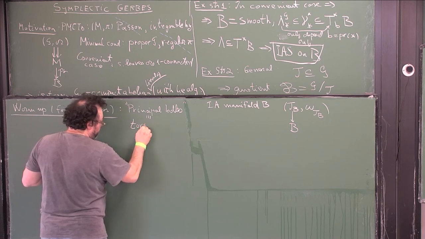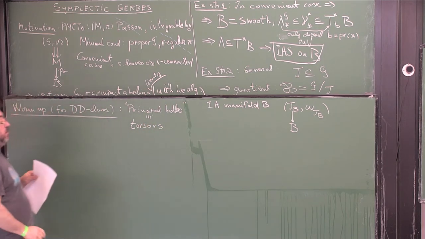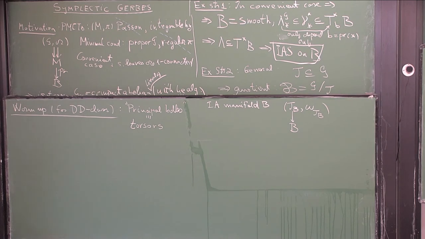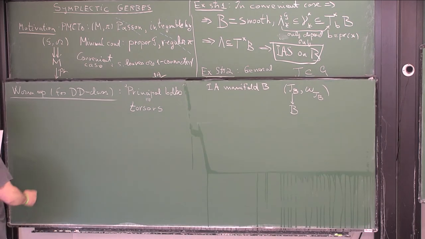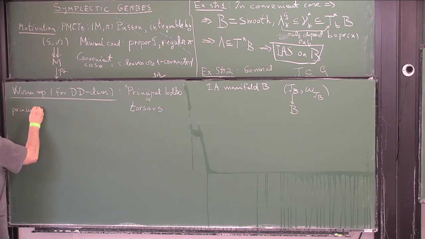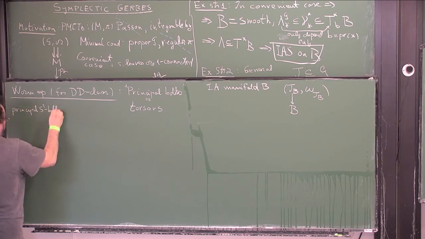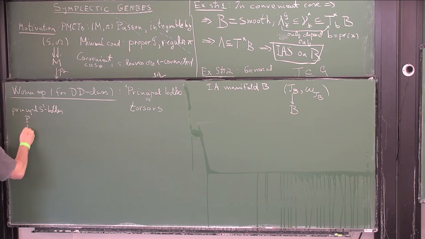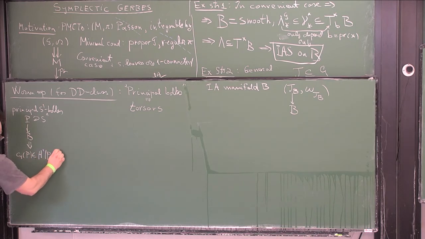So these are torsors for this data of a torus bundle. Right, the analogy, as I said, in the classical picture, you look at principal S1 bundles P over B. These are classified by the first Chern class of P, which is in H1 of B with coefficients in S1, which is H2 of B with coefficients in Z.